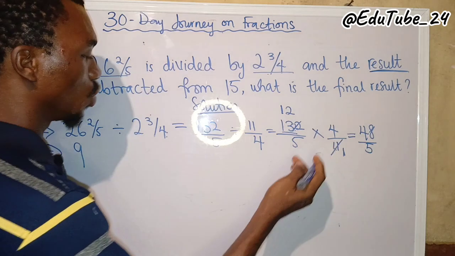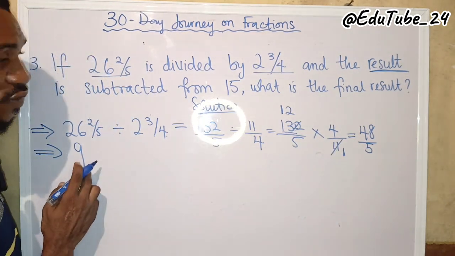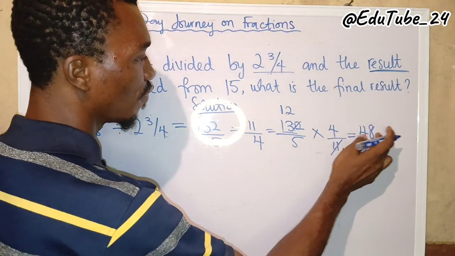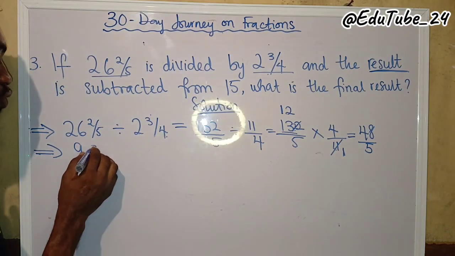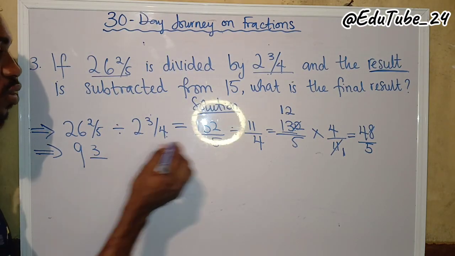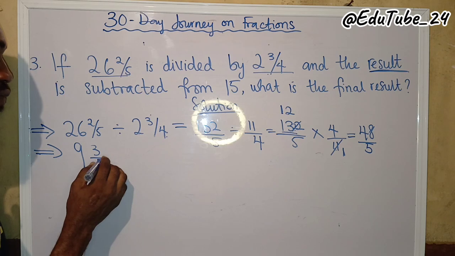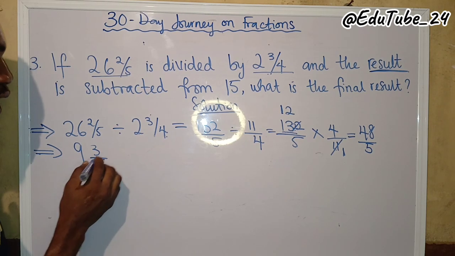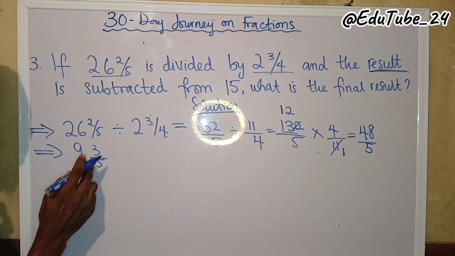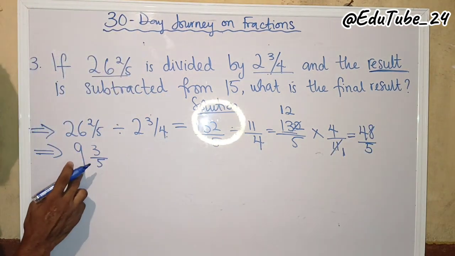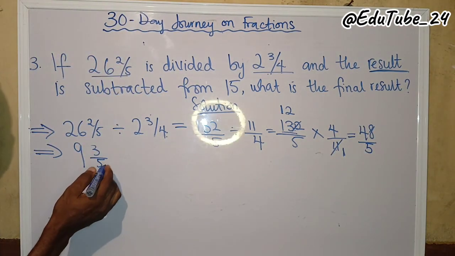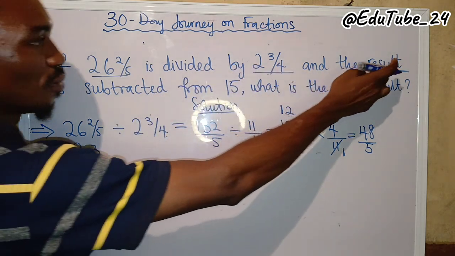And then how do you check that? 5 times 9 is 45. So if you take away 45 from 48, you have a remainder of 3. So 9 remainder 3 over 5. So we have a new fraction which is 9 whole number 3 over 5. So this divided by this gives us 9 whole number 3 over 5. Now we've gotten a result. So this is our result here.